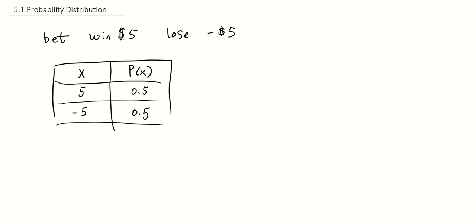A probability distribution needs to satisfy the following conditions. So first, your X values need to be numbers. You can't say, oh, winning or losing over here. You have to assign a number value to each of your random variables. Okay, so number values.